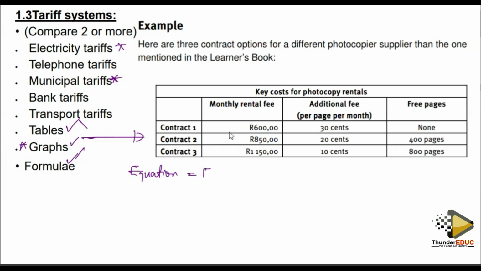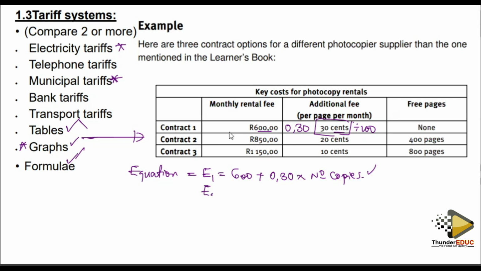Now, these are contracts. If you're asked to do the equation for contract 1, you take the fixed amount, which is 600, plus how much they pay for additional copies. These are cents and these are rands, so you change the cents into rands by dividing by 100. So this is 0.30. For any extra copy, you multiply by this, the number of copies someone has made. So this is the equation for contract 1.